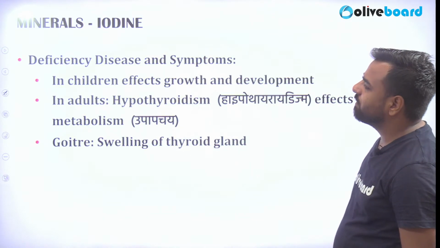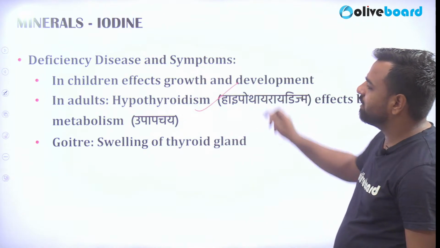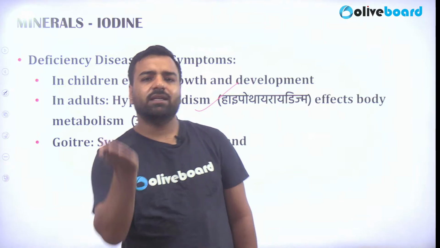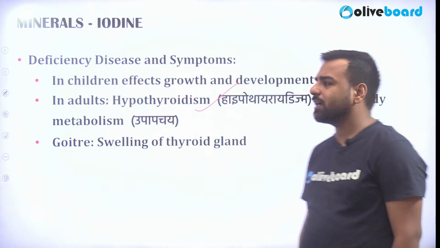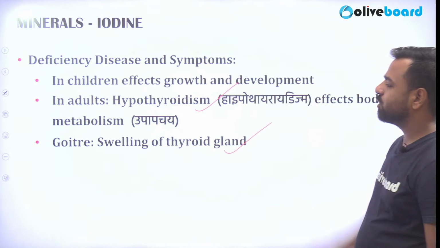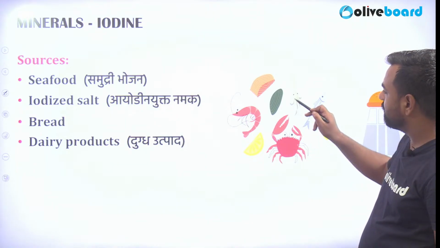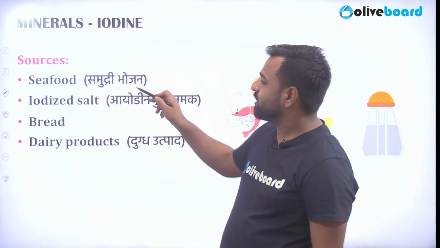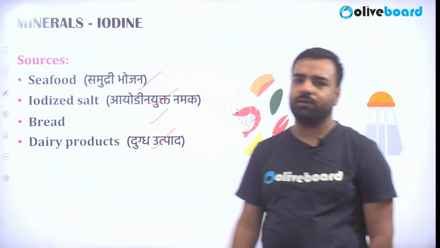Deficiency disease and symptoms: in children, it affects growth and development. In adults, hyper means the extra part, and hypo means the lower one. So in adults, hypothyroidism affects the body's metabolism, and goiter is the swelling of the thyroid gland. So what are the sources? Prawns, crabs, fishes. So guys, iodized salt, sorry. Seafood, iodized salt, bread, dairy products are good sources of iodine.